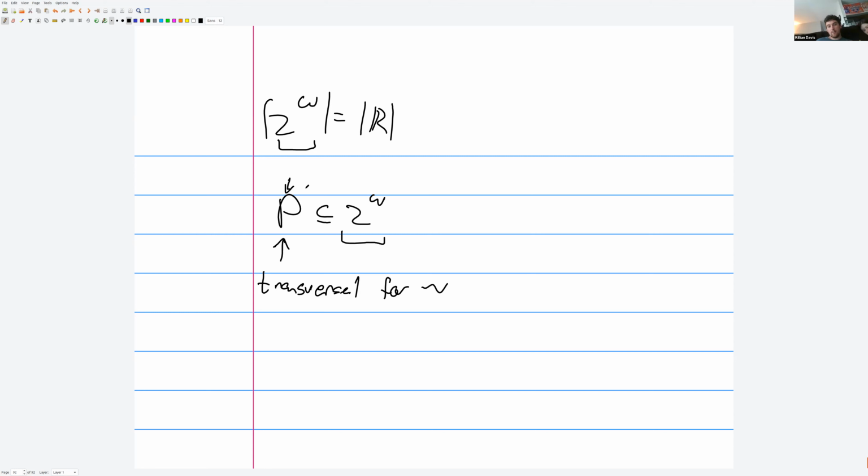Is the cardinality of 3 to the omega bigger than the cardinality of 2 to the omega? They are the same. And in fact, this is equal to omega to the omega. So sequences of natural numbers. So any countable set, finite or infinite, the set of countable sequences of that set is cardinality continuum.